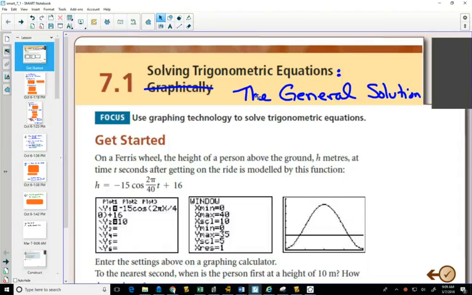Okay, so if we have already changed the title to 7.1, the general solution, if you turn to the top of page 573, there's space at the top of page 573. We're going to do a bunch of solving theta questions just as a warm-up, so you can fill page 573, and then we'll continue from there.